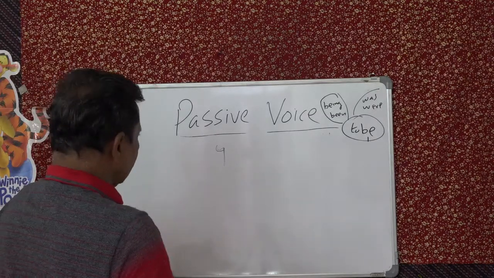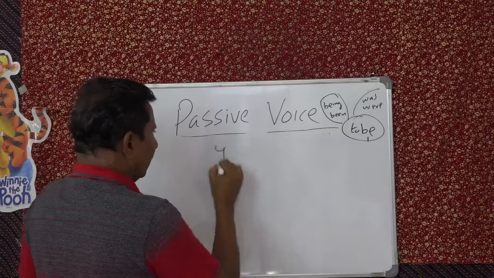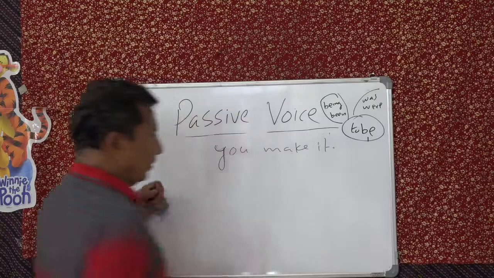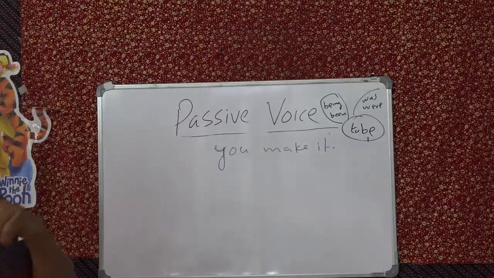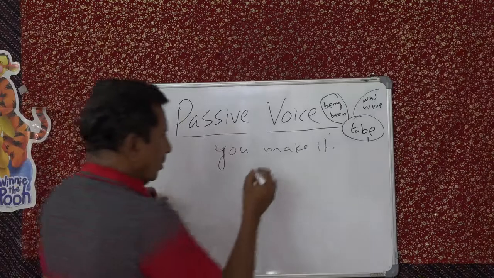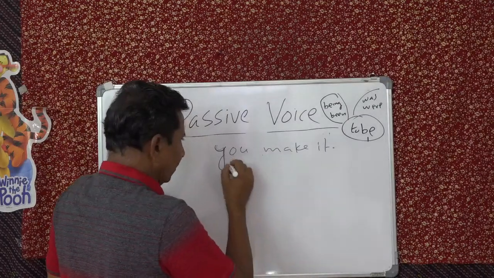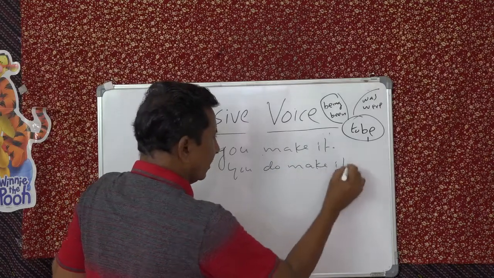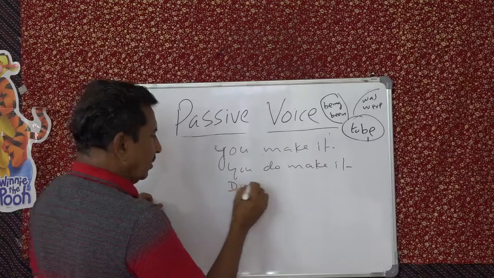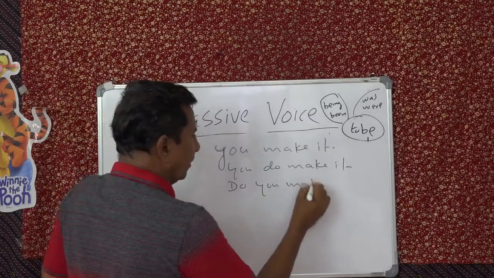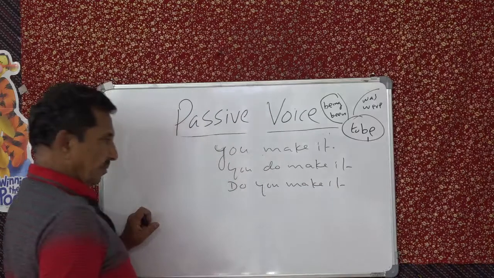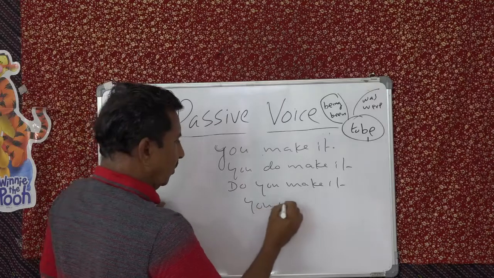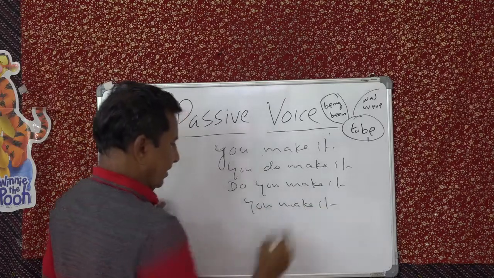Okay. So you have a thing like that. You make it. This is a statement. Is that clear? You want to make it a yes or no question. What will you do? You have to insert a do here. You do make it. Then the yes or no question will be, do you make it? Then make it a statement. It will be you make it.